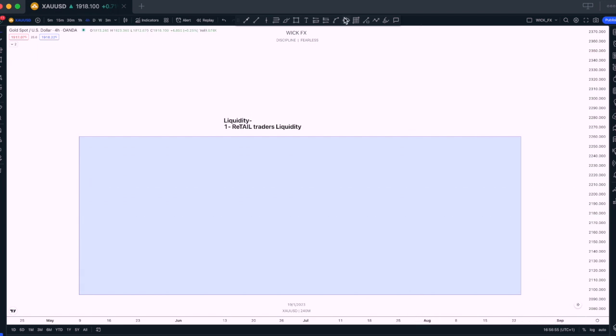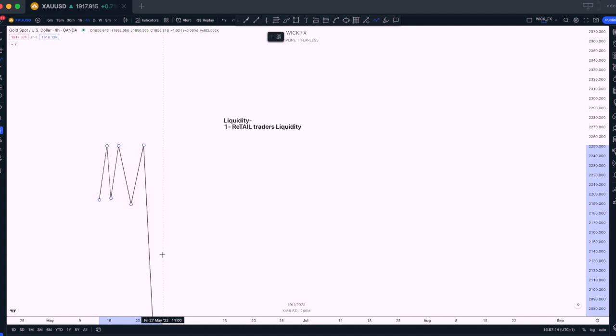So the first liquidity we have is equal highs. This is something you will usually see in the market, and you will ignore it. Okay, that's a resistance area, and the third time the market hits, it will drop. But no, it doesn't happen like this. What eventually happens is the market just takes that out and then drops.